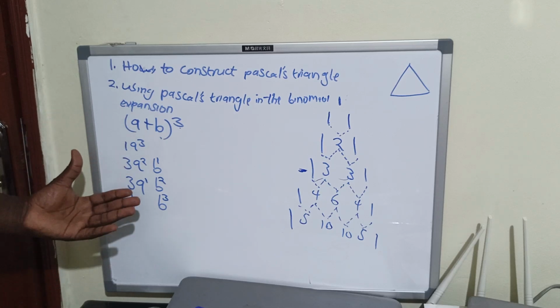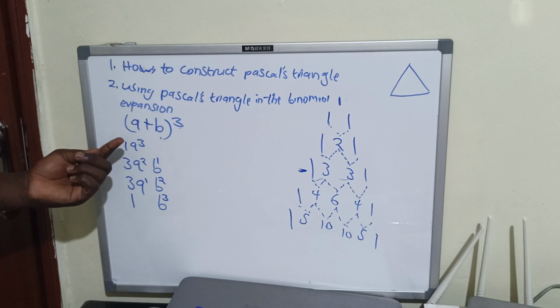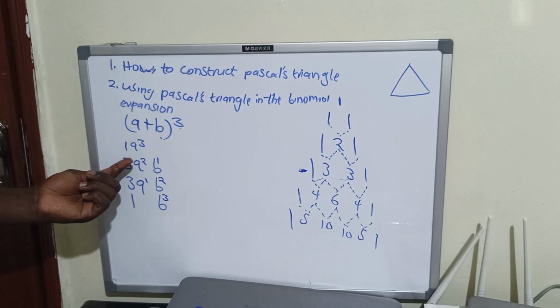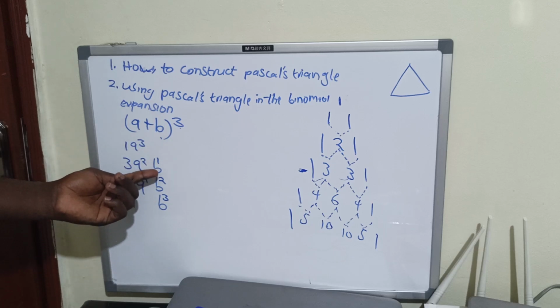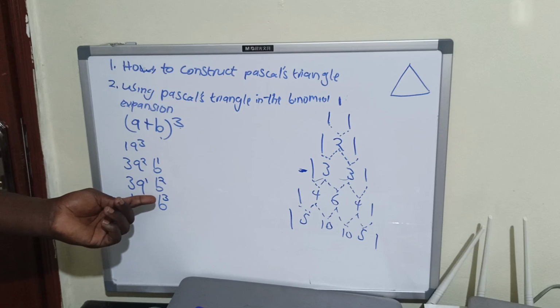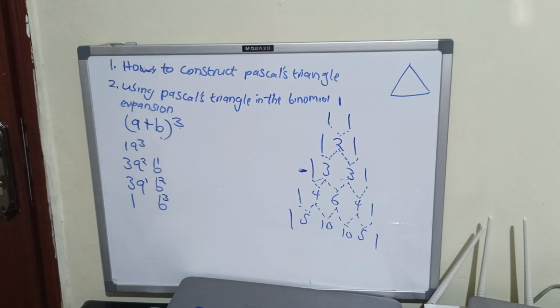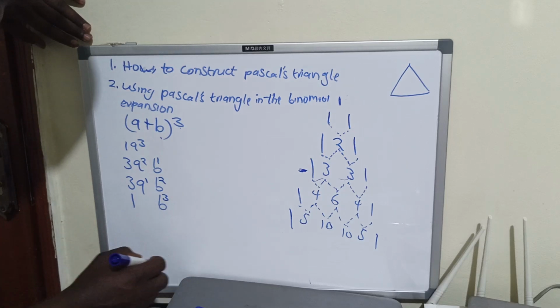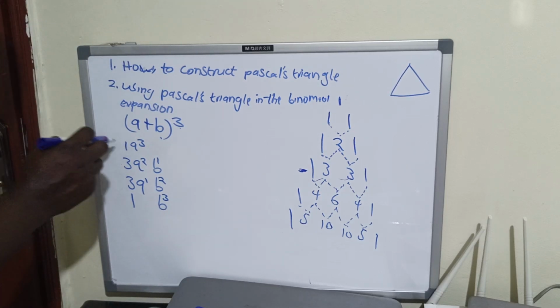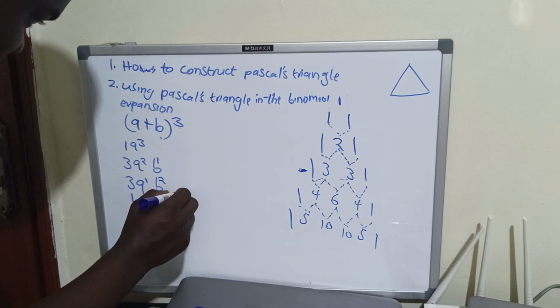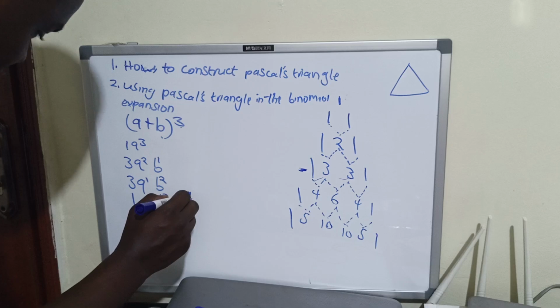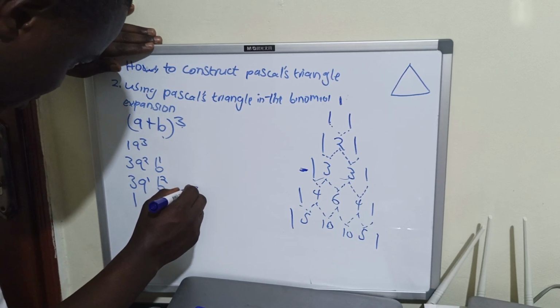After writing, giving them the power, you realize that the power increases in the first term as you go down, and the second term, which is b, the power decreases as you go up. Now it's very easy. What you do, you start with the first one. 1 times a cube is a cube.